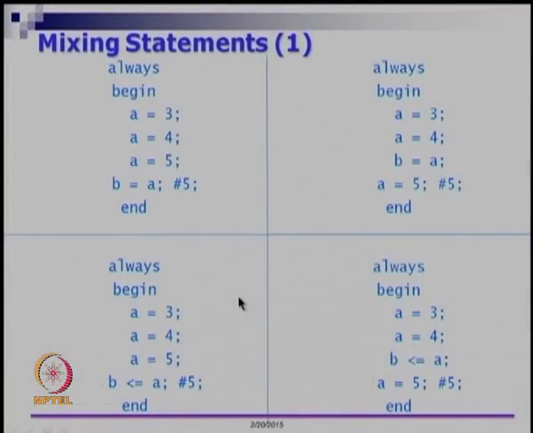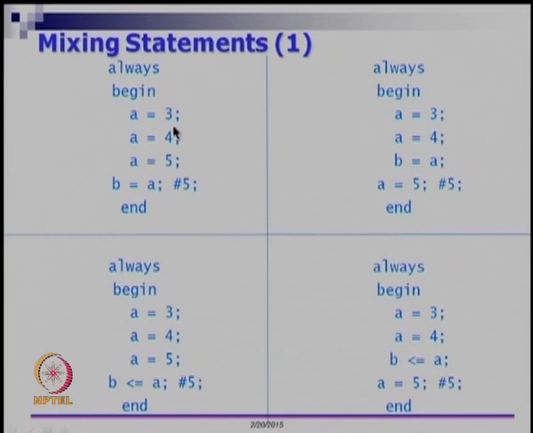So let us see examples. I am going to mix different kinds of statements from now on, and the rest of the video is about this. So, let us say I have A equals 3, it is all in an always statement, blocking assign A equals 3, blocking assign A equals 4, blocking assign A equals 5, blocking assign B equals A, and I say now wait for 5 time units. That is what the meaning of hash 5 is. Let us see what the meaning of this part is first.